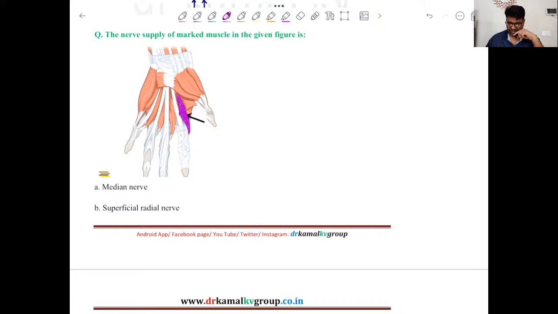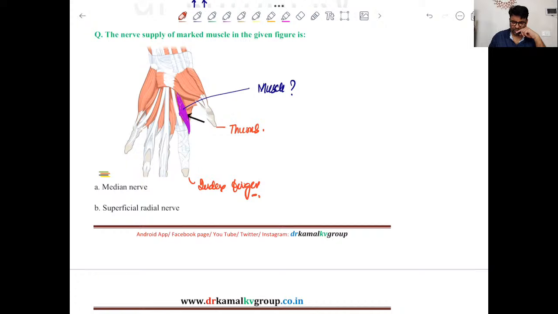And again, before answering or before marking the nerve supply, you have to tell me which muscle this actually is. Tell me the name of the muscle. Yes, everyone's answer is absolutely correct, but let me know whether you know the name of the muscle properly or not. Okay, let me clarify first. This is the thumb, right? This is the index finger, right?